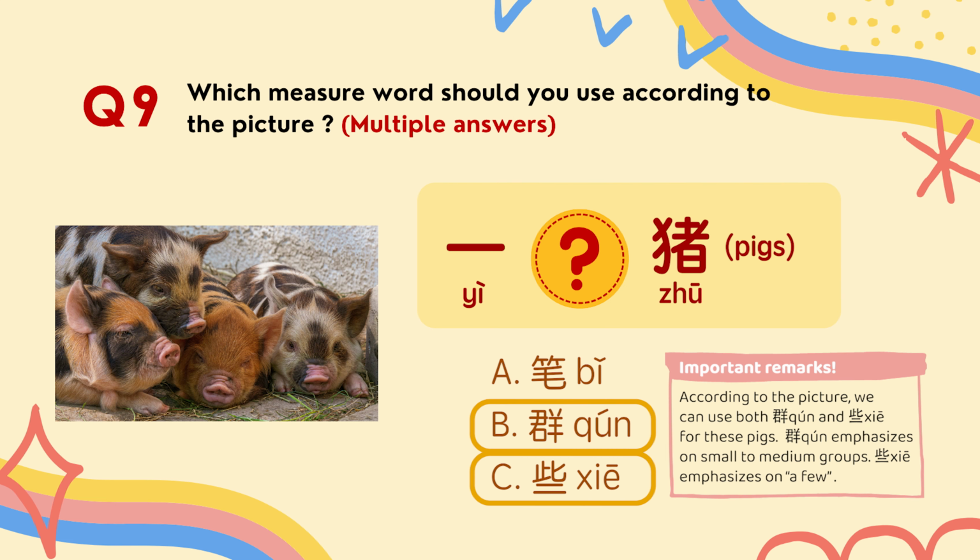一群猪 or 一些猪。猪 means pigs. Important remarks. According to the picture, we can use both 群 and 些 for these pigs on the photo. 群 emphasizes on small to medium groups. 些 emphasizes on a few.